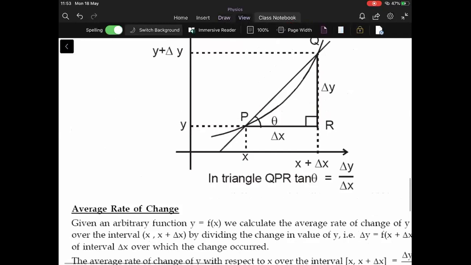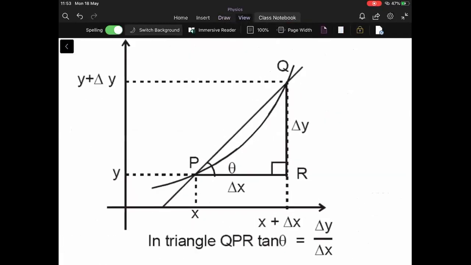Which means if you move from P to Q, you have moved across PR by a distance of delta x. So when you move by a distance of delta x along the x-axis, by what magnitude does delta y change? So delta y by delta x means per unit change in x, what is the change in y? That is known as rate of change.